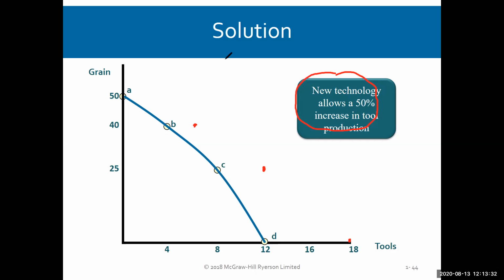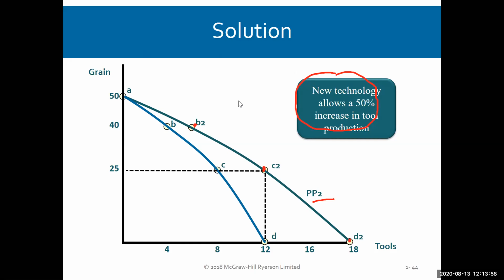So let's see if this drew it correctly. There's B2, C2, D2, and draw the line, and I'm pretty accurate with my drawing. So that's our new graph that we wanted to produce. PP2 is right here, our new production possibility curve showing the change in technology that affected tool production. So the last question basically said, if we used to produce 12 tools, how much grain could we produce now with the new technology that helped with tool production?